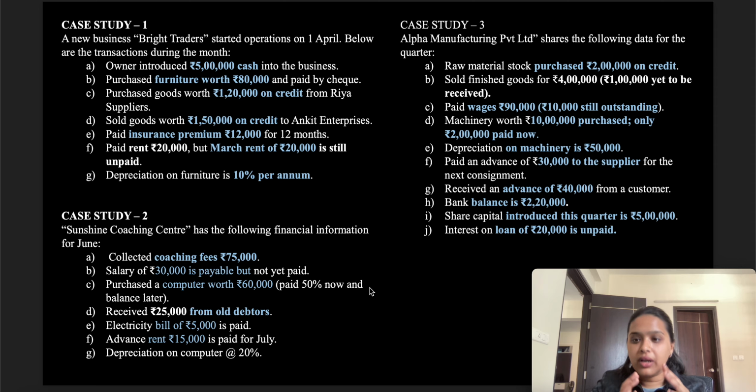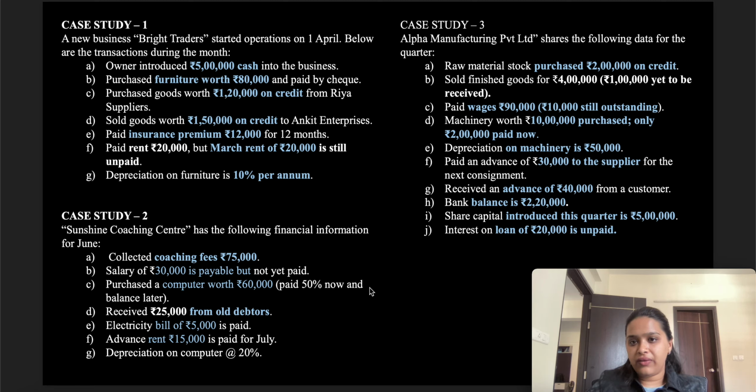So don't get confused, because every transaction always has a two-sided impact in your books. We can discuss this later on in the further classes, like how you need to record. But the main agenda of this class is to understand in transactions how you need to evaluate or identify what is liability, what is asset. Okay.